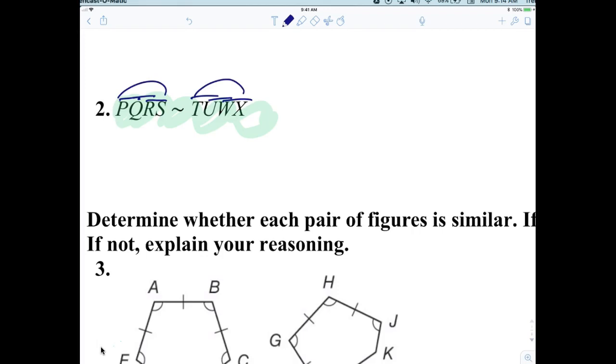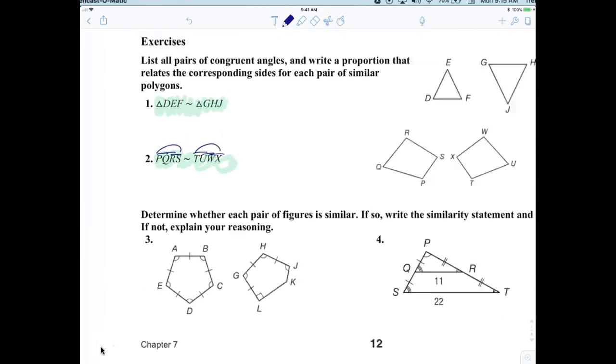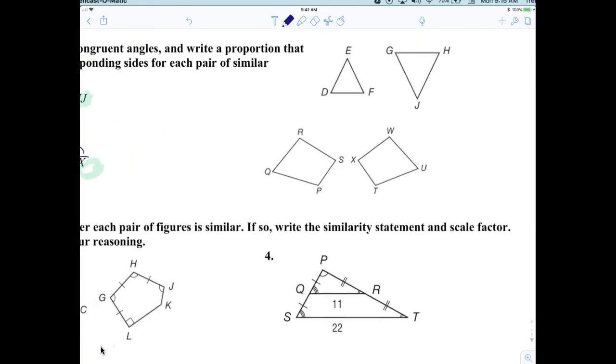It goes in clockwise or counterclockwise. You can't skip around. I can't say PR and TW. Those would be diagonals. You with me on that? Those would be diagonals. And if you're not sure, it might be able to show you over here. Yes. You with me? No, I'm just pointing it out because those are the common mistakes. I'm doing that for a reason.